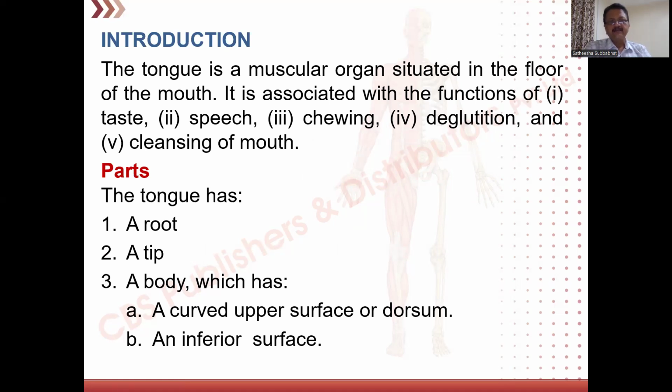The tongue is a muscular organ situated in the floor of the mouth. It is associated with the functions of taste, speech, chewing, deglutition, and cleansing of mouth. The tongue has different parts: a root, a tip, body, which further has a curved upper surface known as the dorsum and an inferior surface.